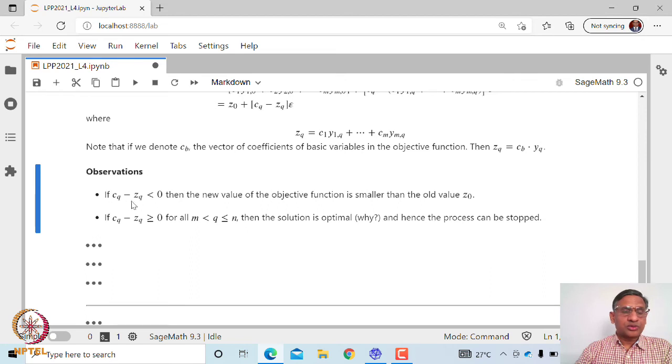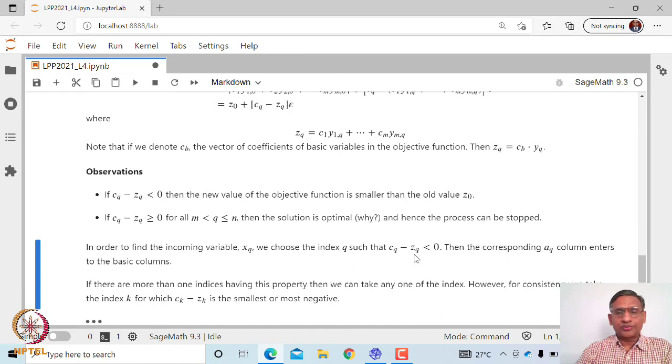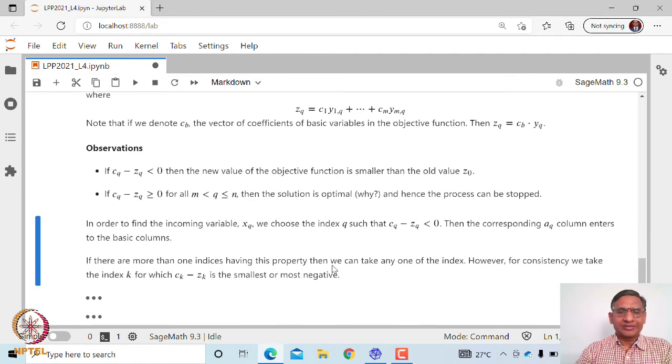Otherwise, now the question is which q we should choose. In principle, any q for which Cq minus Zq is negative, we can select. However, we will select the one which gives the most negative value, because you want to reduce the value of the objective function as much as possible. So the maximum reduction will be with respect to the value Cq minus Zq which is the most negative. That is what we are going to do.